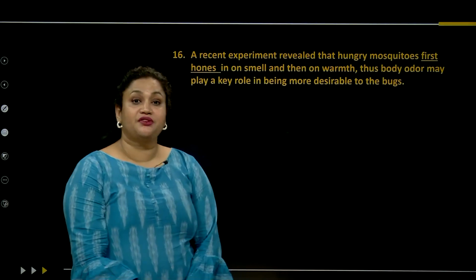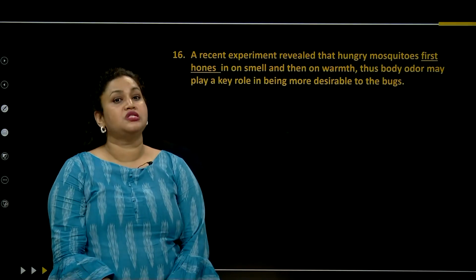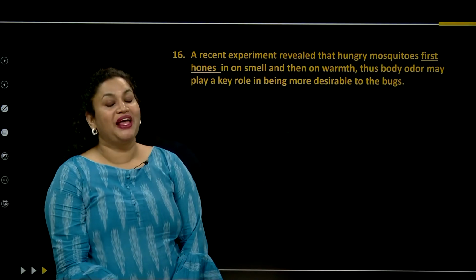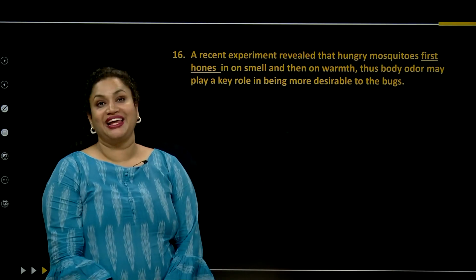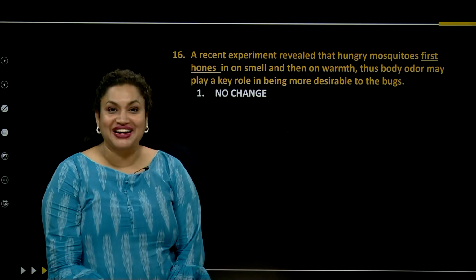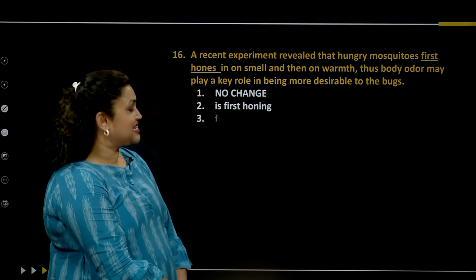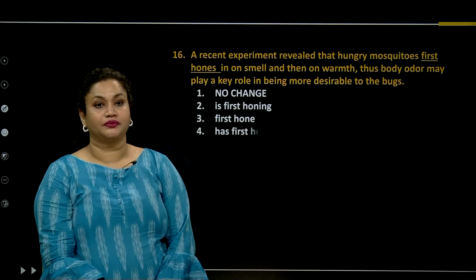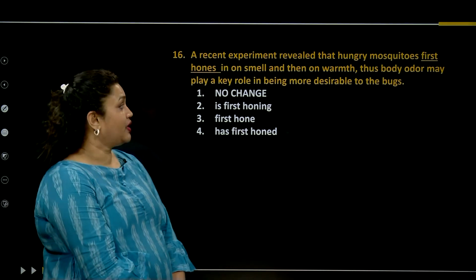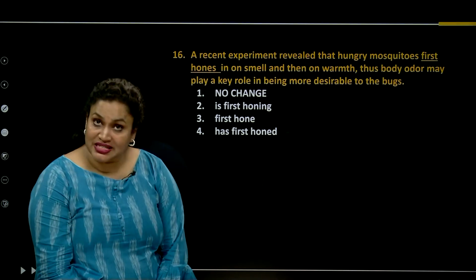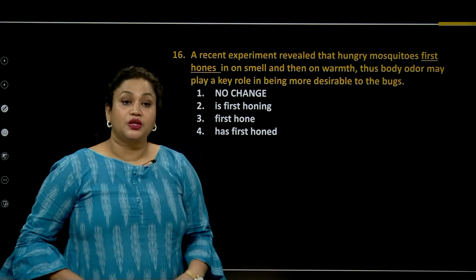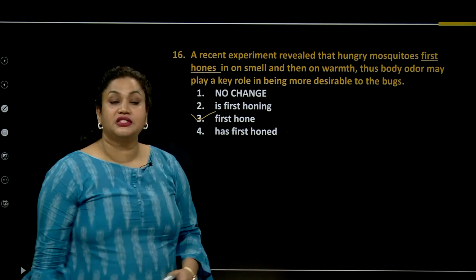A recent experiment revealed that hungry mosquitoes first hone in on smell and then on warmth. Thus, body odor may play a key role in being more desirable to the bugs. If you are smelling good, then you'll have a lot of bugs coming to you. So let's see. We're talking about mosquitoes, and mosquitoes are plural in number because we have an es there. So therefore, the answer is 3, first, hone.